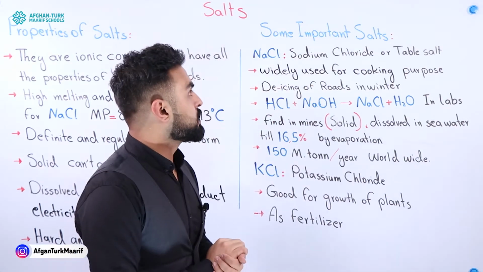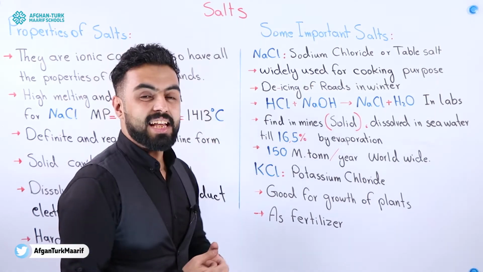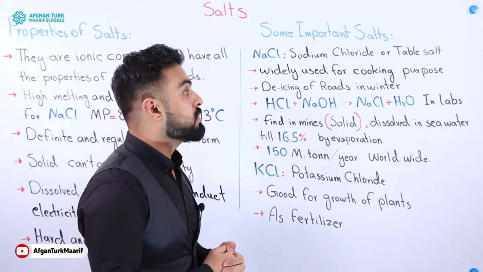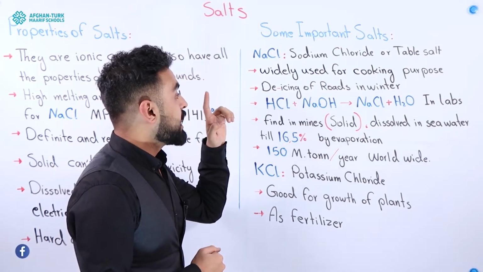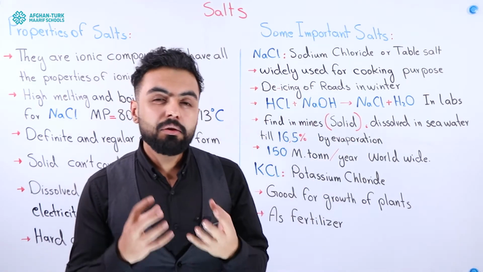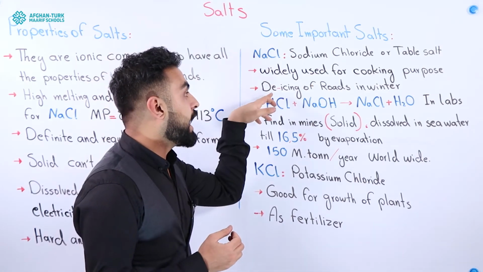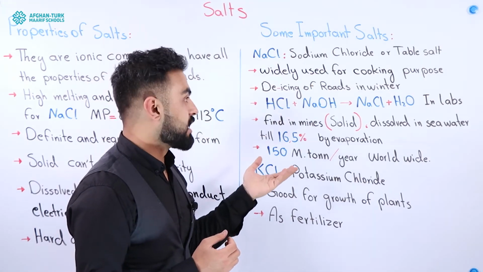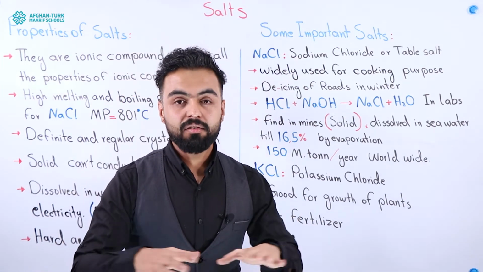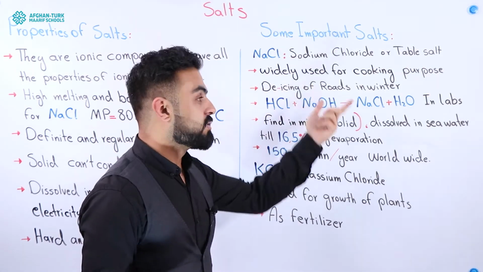Now, let's go to some important salts that we use. The first one is NaCl, sodium chloride, or table salt. It is widely used for cooking purposes. We use it to make delicious foods. It is also used for de-icing roads in winter. In winter, when there is a lot of ice on the road, they pour salt to de-ice it.